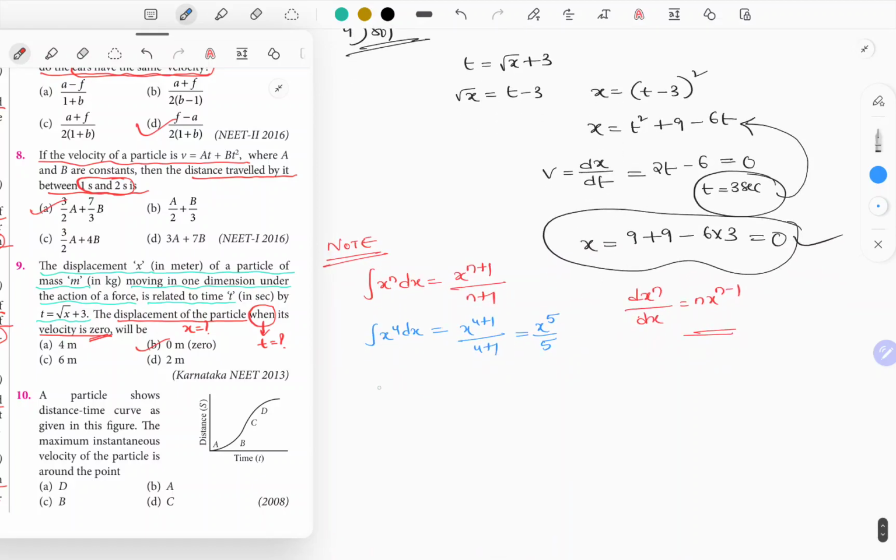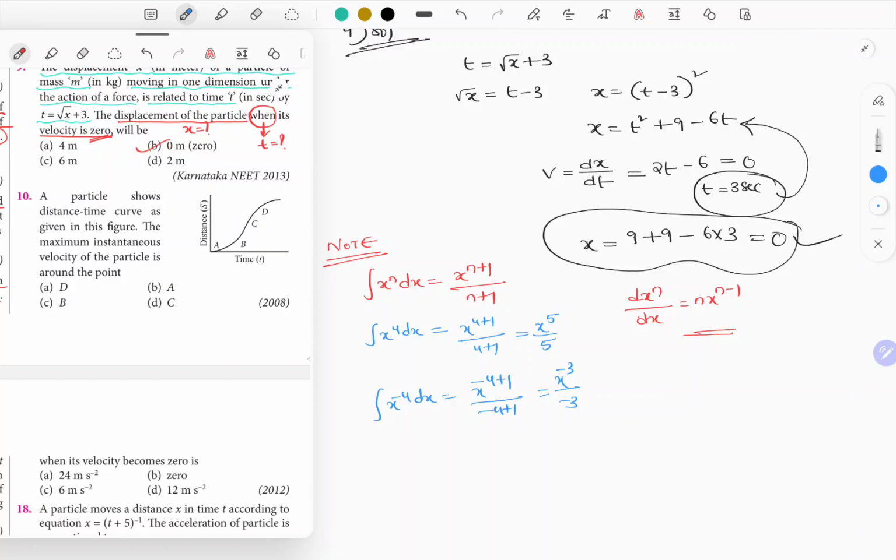Remember this point. Let me take this as x power minus 4. Let's see what we are going to get. So x power minus 4 plus 1 divided by minus 4 plus 1. So you have to increase the power by 1. The initial power I have is minus 4. If you increase, you are going to get minus 3 divided by minus 3. Try to understand the difference. Is it clear, guys? Let's move on to the next question.